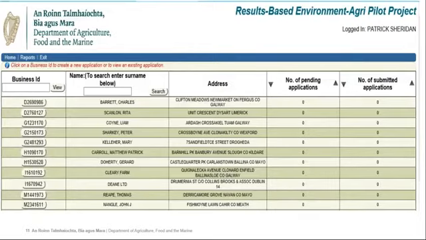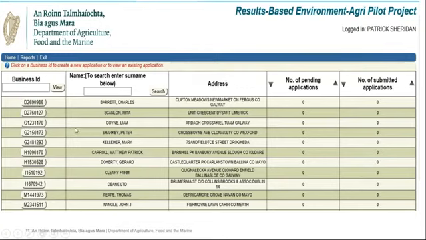Just to note that these names are all from the test system, so they're not real people, they're just dummy names. So once you go onto your client list, then you just click the particular herd number, and that should bring you into the application screen.